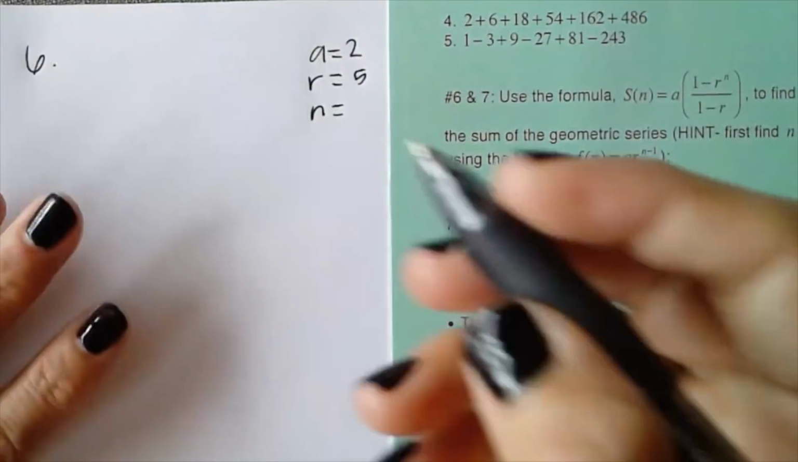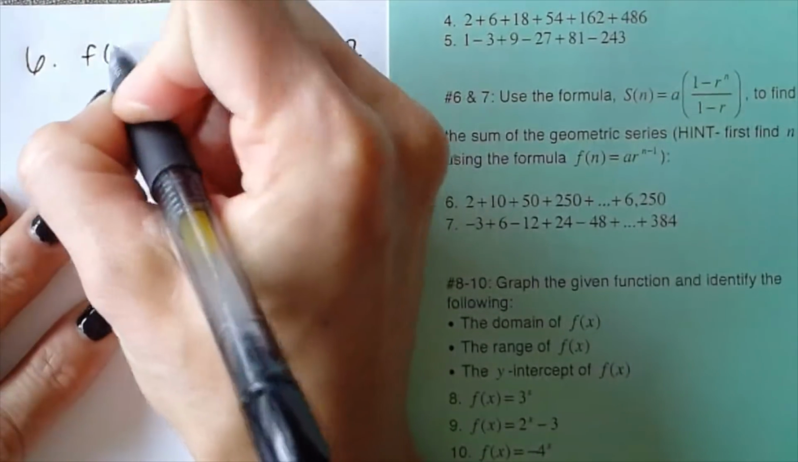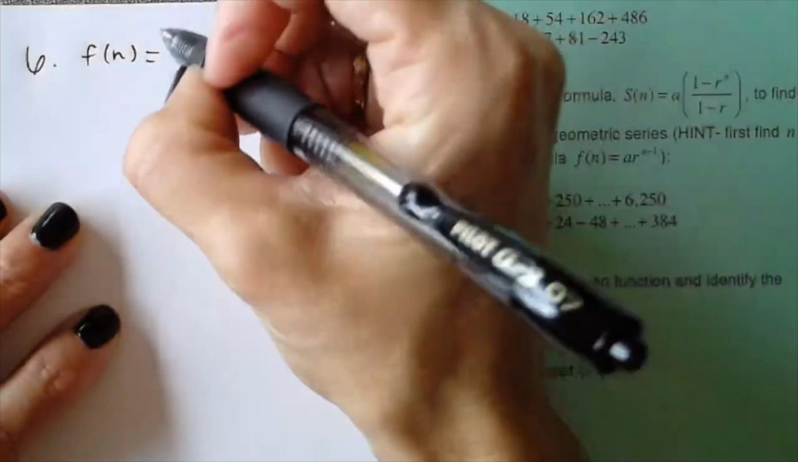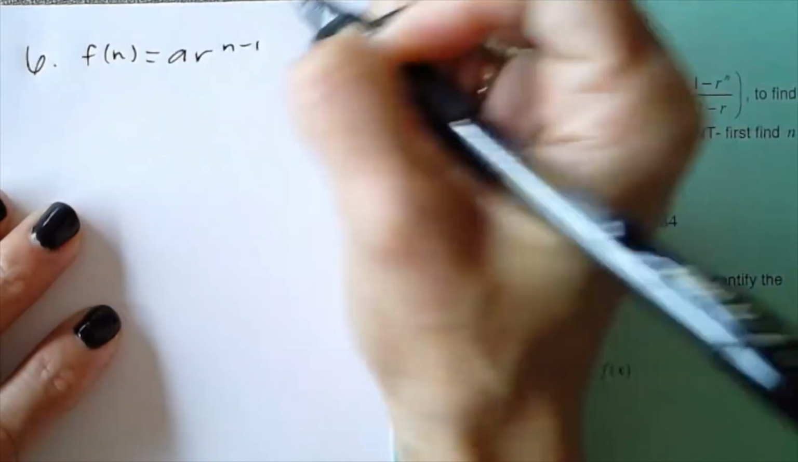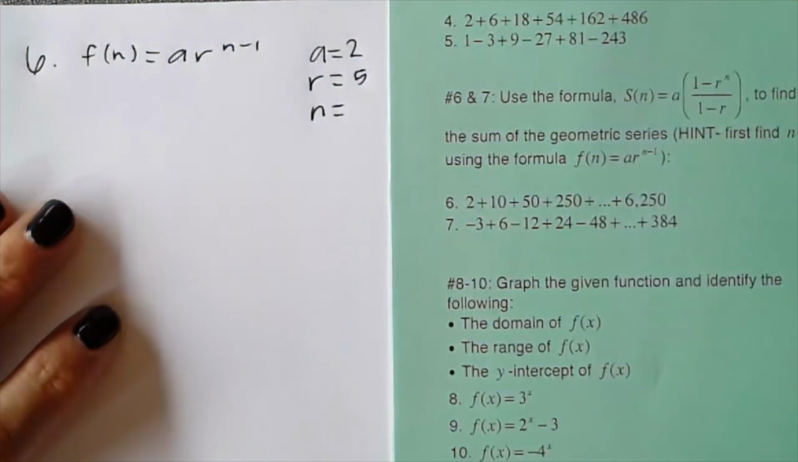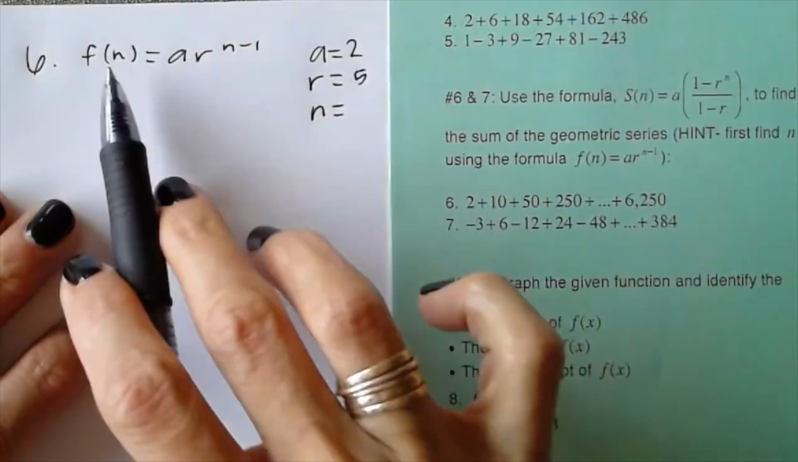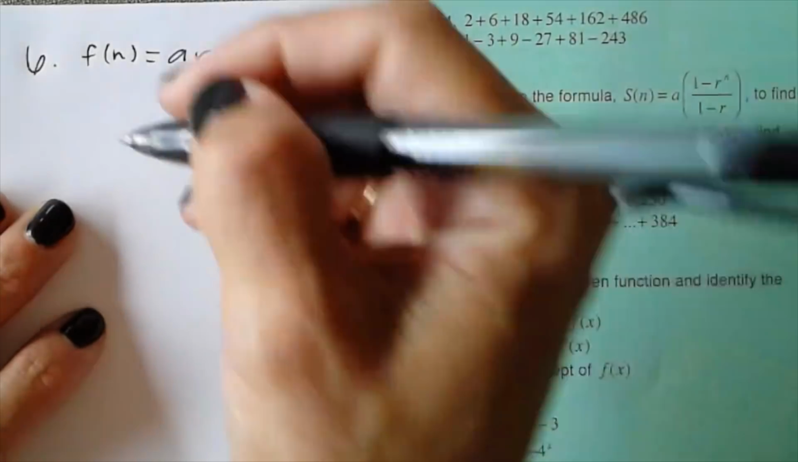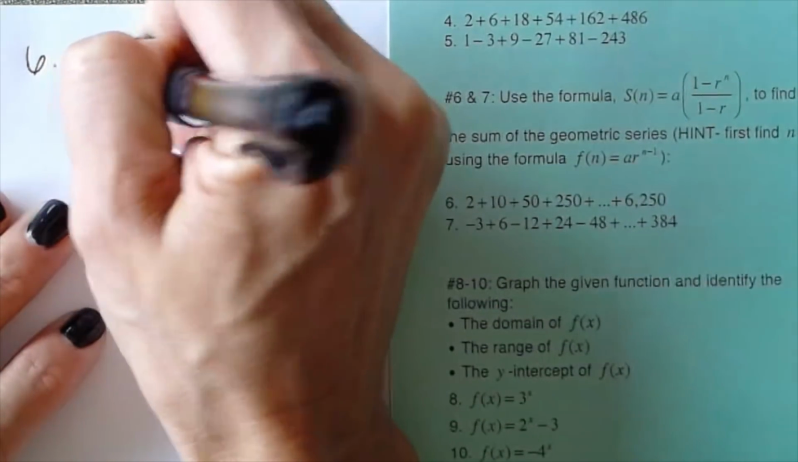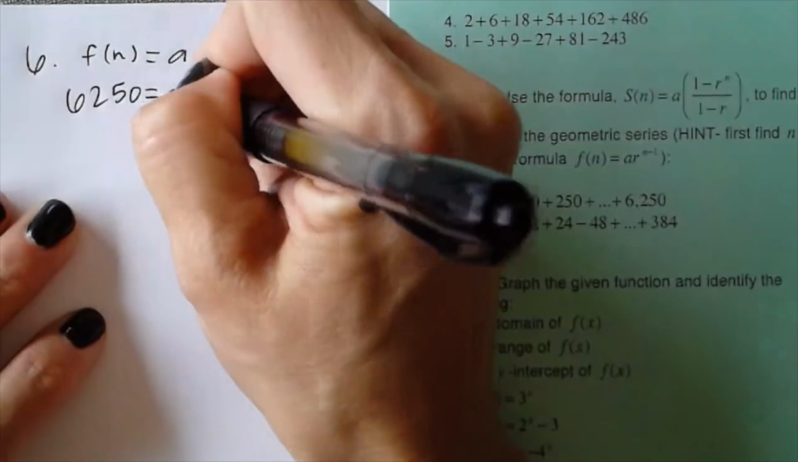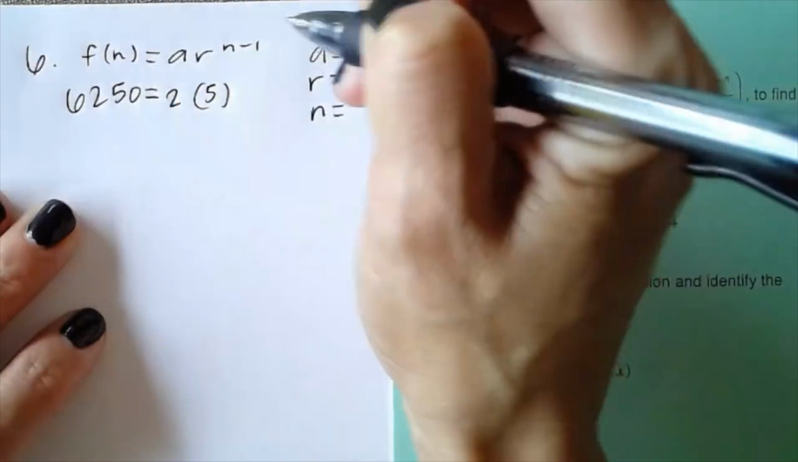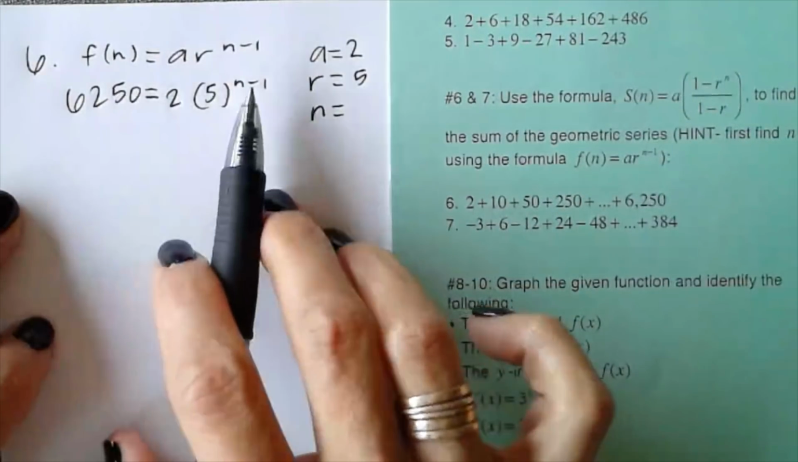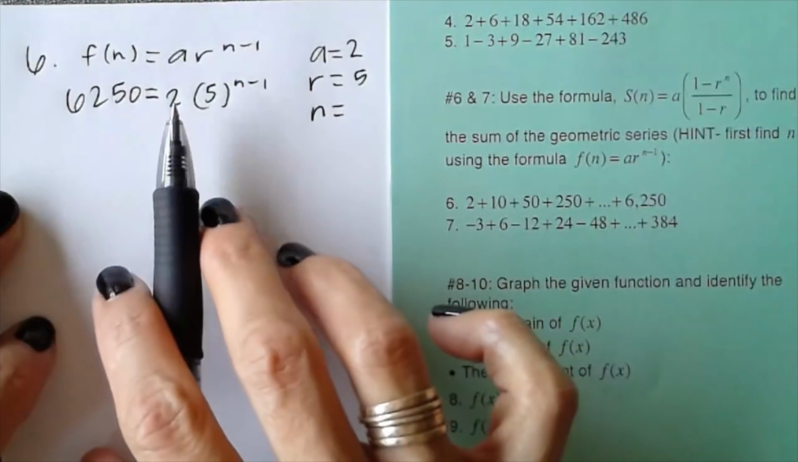So to solve it, we're going to use that formula. F of n equals a r to the n minus 1. F of n is going to be the last term, so if you look all the way over, it says 6,250. A is 2. R is 5, and then to the n minus 1. So it's an equation. We're solving for n, so we'll divide both sides by 2 first.